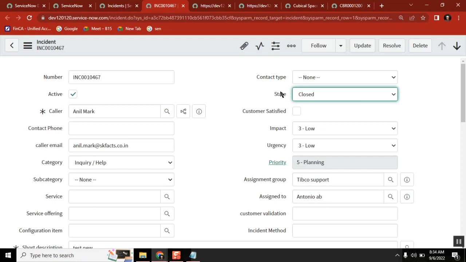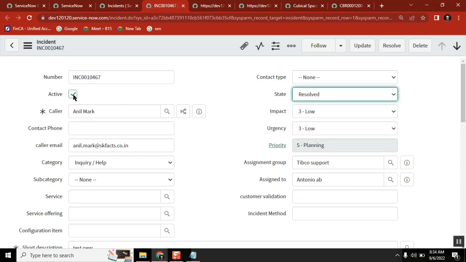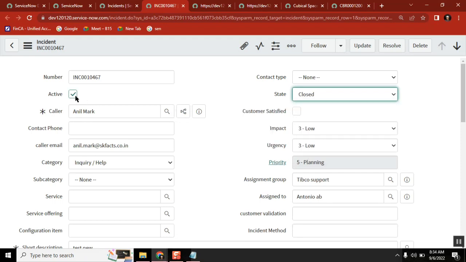And when state equals closed, at that time active will become false. Until then, even if it is resolved, the active will be true only. Only when it is closed will active become false. You got it? So this is related to incident management. You got it, ma'am? Yes. Okay.